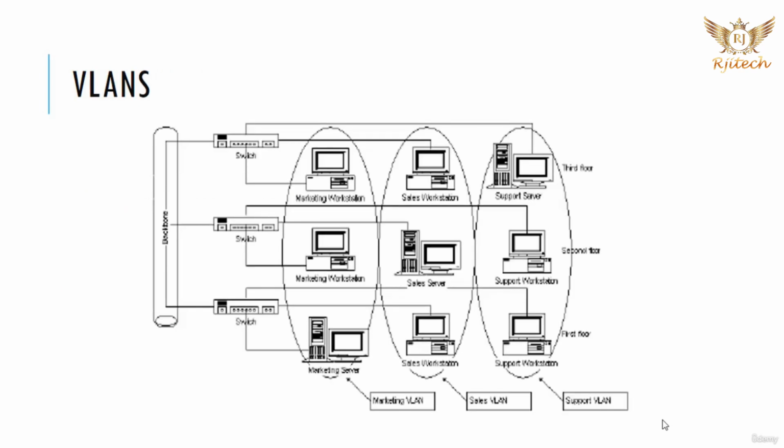Let's have a look at this design. We have here three switches, three physical switches at the left. Each of these switches is composed of three VLANs. One is the marketing VLAN, the other is the sales VLAN, the third is the support VLAN. And at the same time, each of these VLANs exists on the three switches. So if one of the switches is compromised, the VLAN still exists on the other switches. And at the same time, each switch is composed of three VLANs.